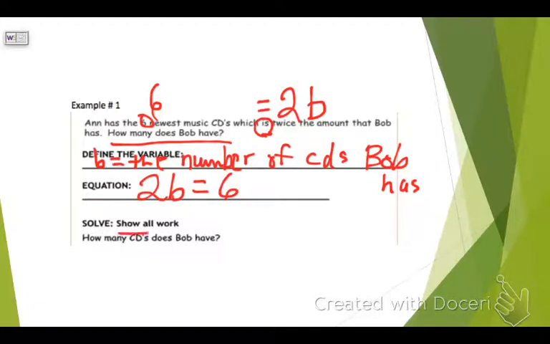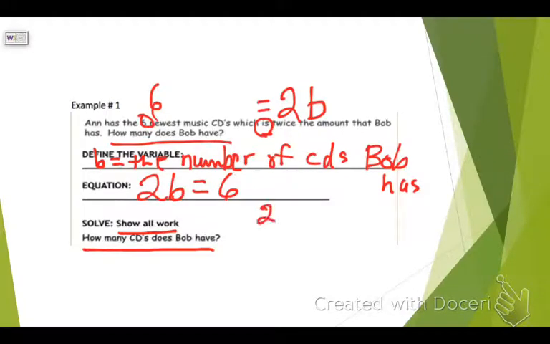It says I have to show all my work, and I want to know how many CDs Bob has. Now, I know you'd say to me, hey, Kaufman, what's the problem here? I already know what number times 2 equals 6. But you know, when you're taking I-STEP, you got to show everything, no matter how simple. All right? So here we go.